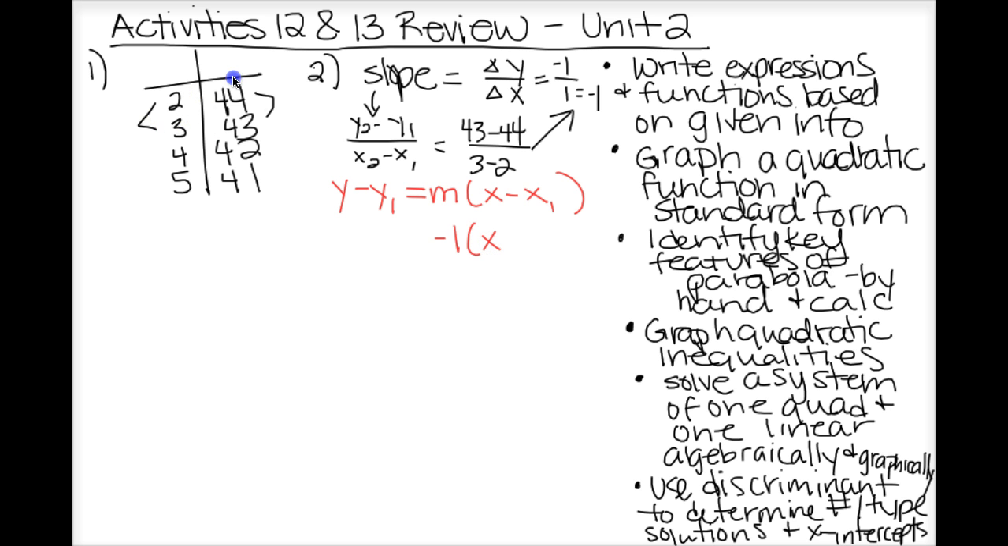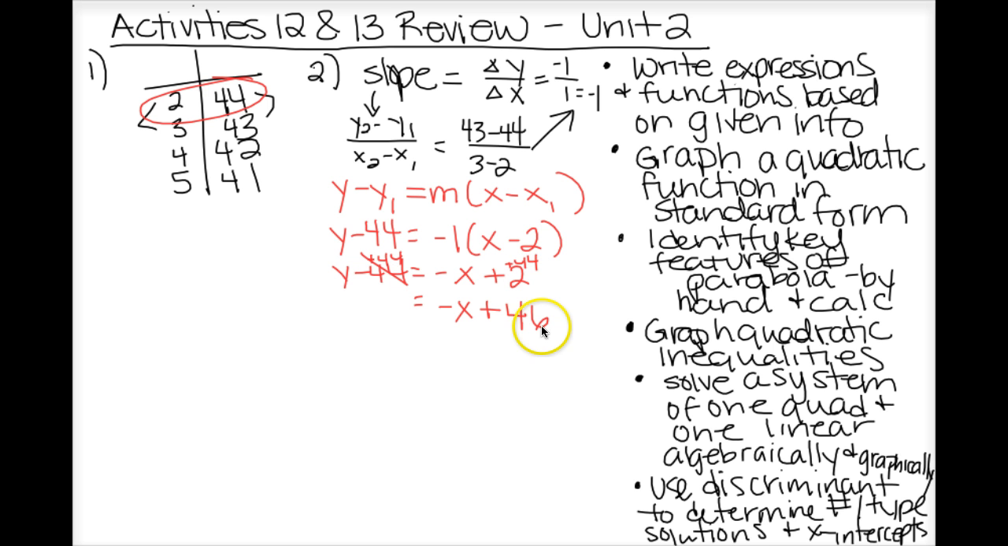So it doesn't matter which. Let's say that I just picked the first one. So x minus the first x coordinate is 2. Y minus the y coordinate there, which is 44. So that gives me -x plus 2, y minus 44. And then if we add the 44, we see that we get -x plus 46. Because when I add the 44 here, they cancel. When I add it here, that gives you 46.